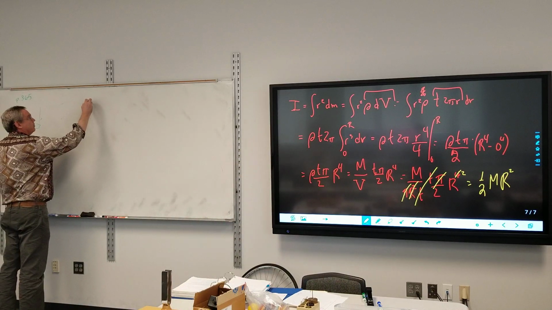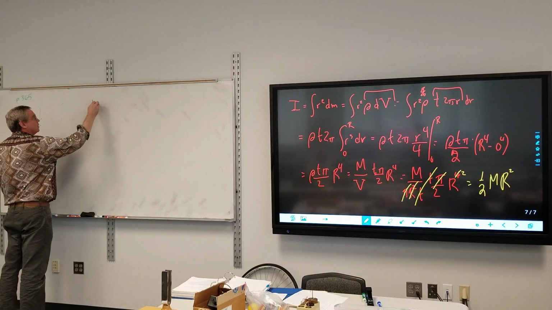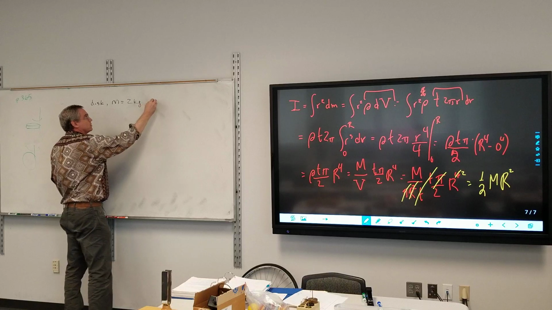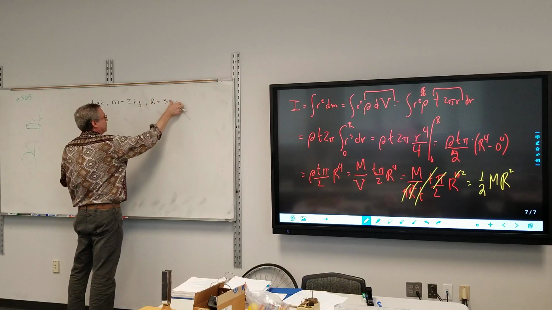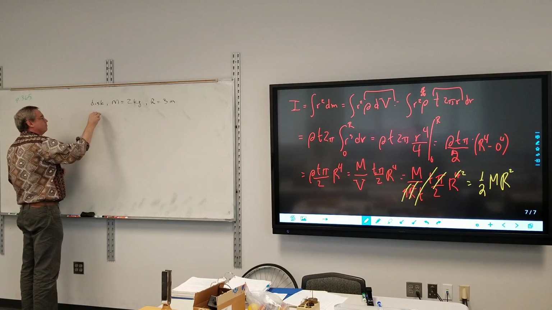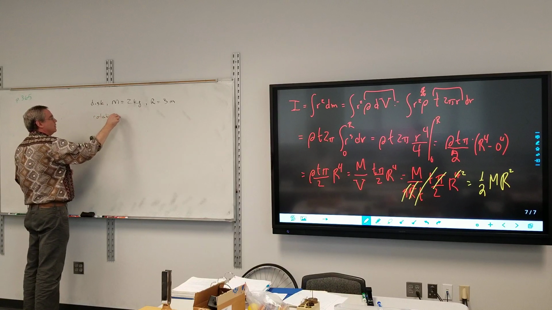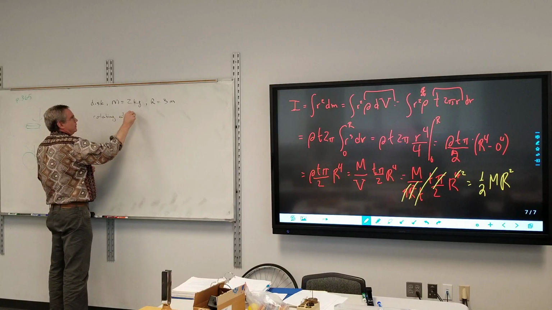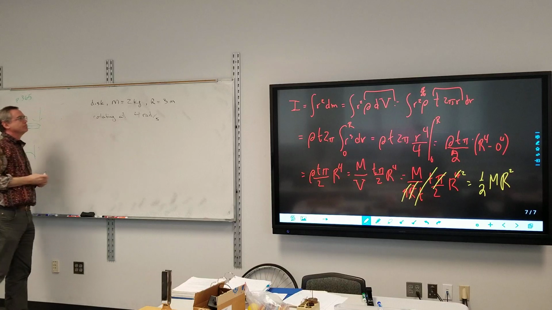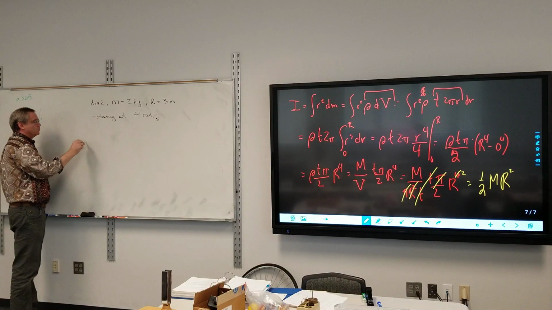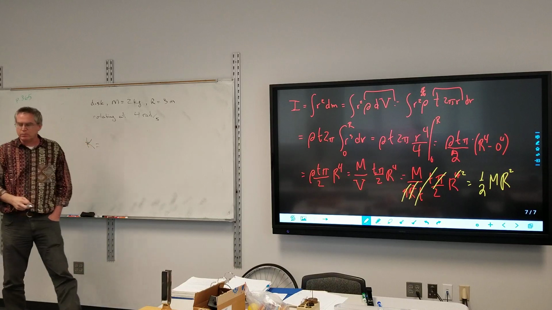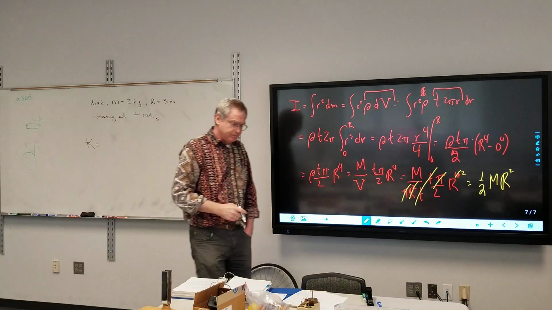So I have a disk with a mass of 2 kilograms, a radius of 3 meters, rotating at 4 radians per second. What is the kinetic energy of this disk?